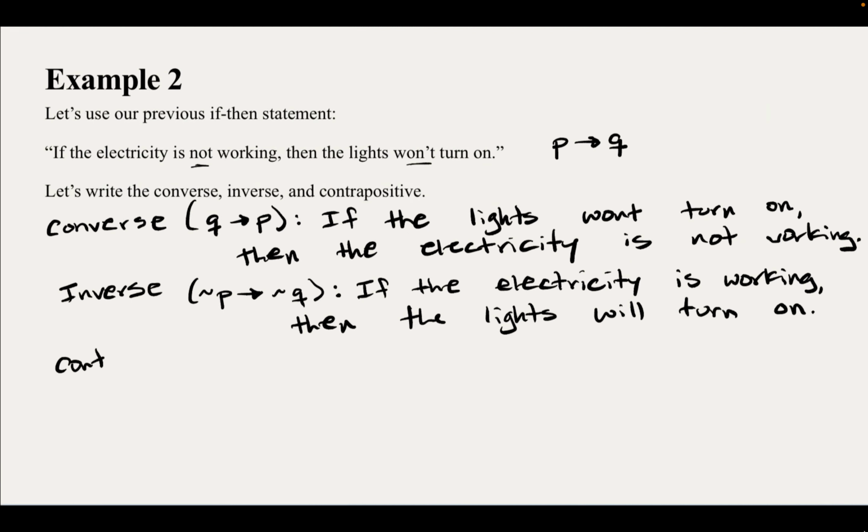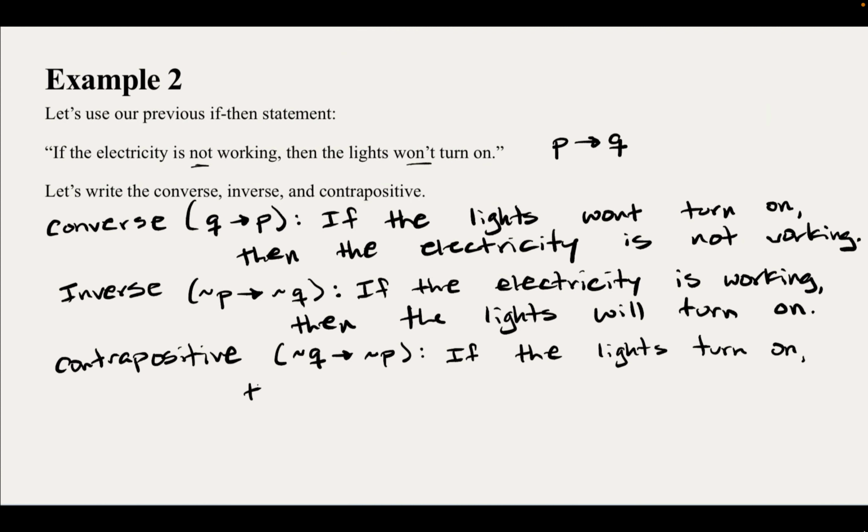Our last one is the contrapositive. And this is a combination of the converse and the inverse. So I'm going to switch the hypothesis and the conclusion, and I'm going to negate them. So not Q, then not P. I'm going to do both. My statement would become, if the lights turn on, then the electricity is working.